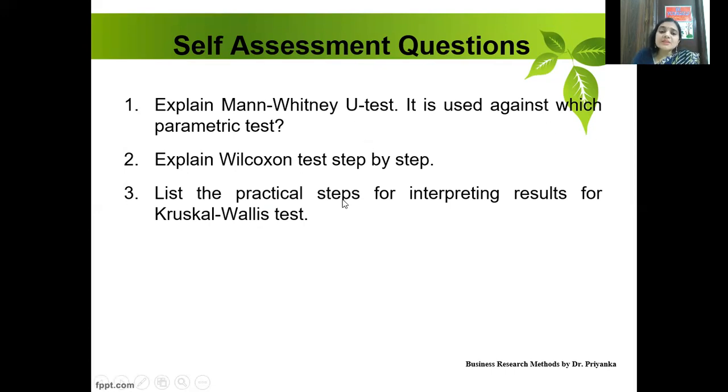Then list the practical steps for interpreting results for the Kruskal-Wallis test. Practical steps means you will be explaining it with the help of the complete formula, and you will be explaining with the steps. Like first you will be calculating N1, then N2, then Rj, and then you will be calculating that with the help of the formula. Then you will decide whether to accept or reject the hypothesis, right?